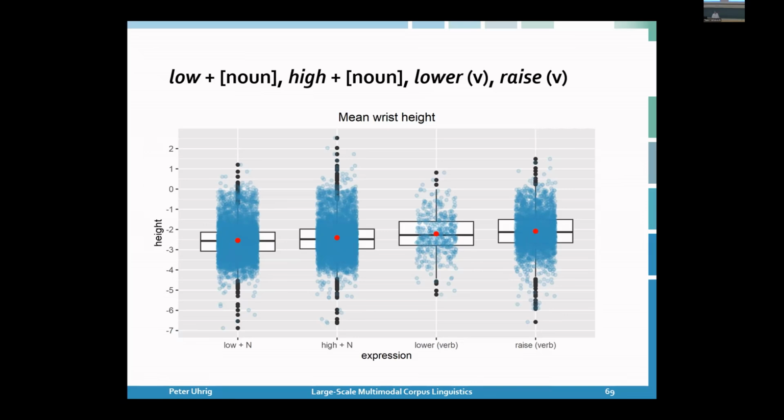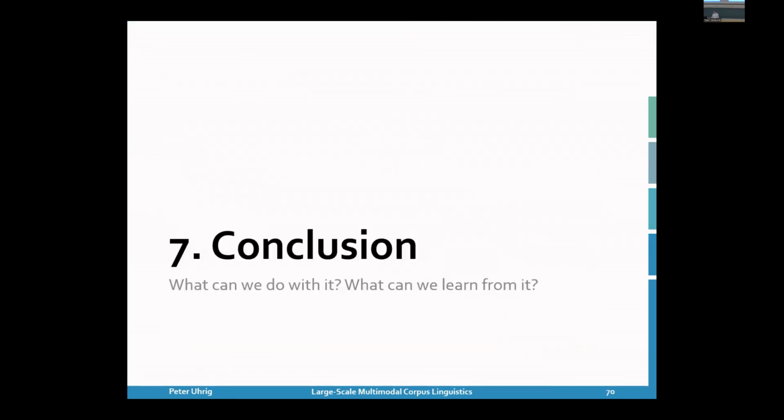So we see that this actually works out pretty well on the data that is fully automatically annotated with OpenPose and then processed in the way that I just showed. So I think it's time to wrap up. You've given me another minute or so, I think.